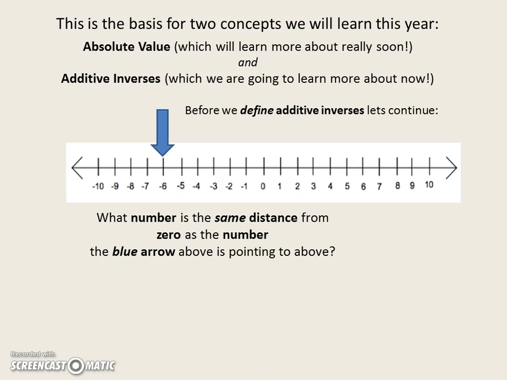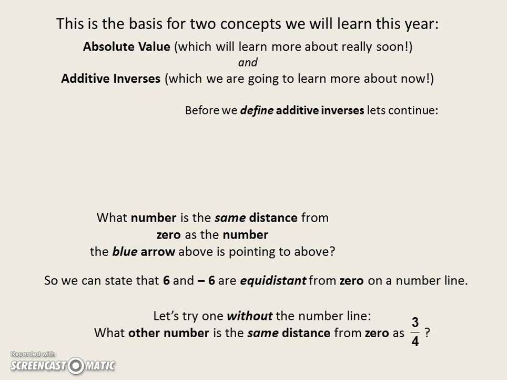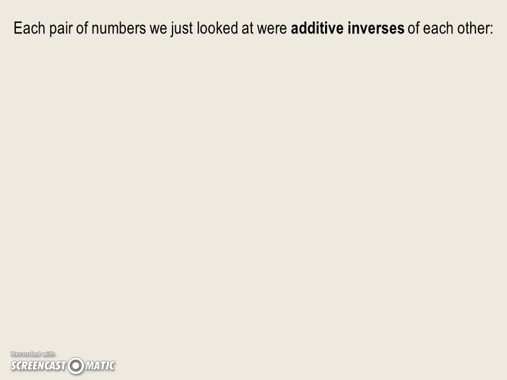So right now, what number is the same distance from 0 as the number the blue arrow above is pointing to? Well, 6 is the same distance away from 0. So -6 in blue and +6 in yellow are the same distance away from 0 on the number line. So we can state that 6 and -6 are equidistant from 0 on a number line. Let's try one without the number line. What other number is the same distance from 0 as 3/4? How about -3/4? Yes, -3/4 and 3/4 are the same distance from 0 on a number line.